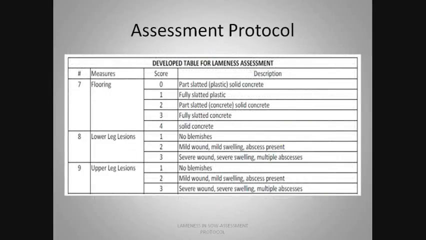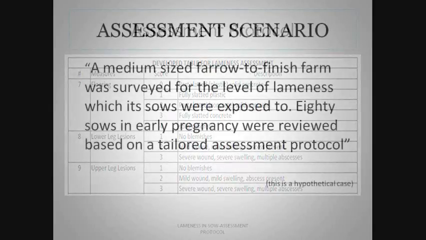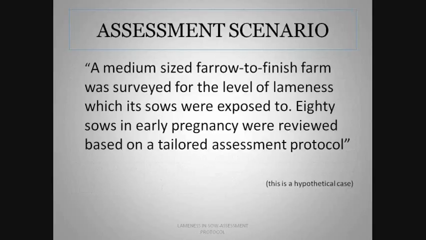Flooring is scored from 0 to 4, 0 being part slatted plastic and solid concrete, 4 being solid concrete. We then look at leg lesions, both lower leg lesions and upper leg lesions, between scores 1 to 3, from no blemishes to severe wound. Having discussed the assessment protocol developed, we now look into an assessment scenario.